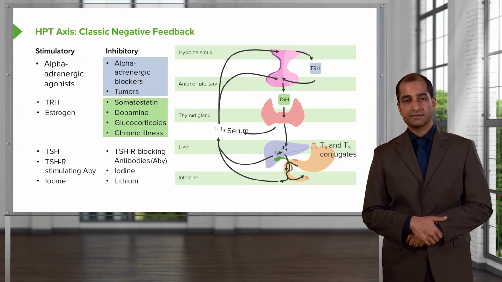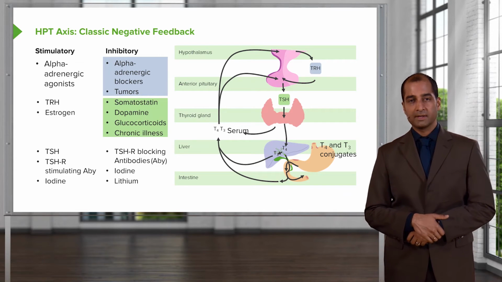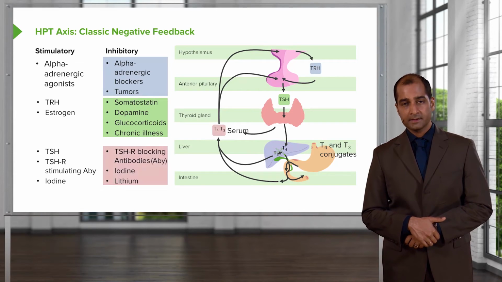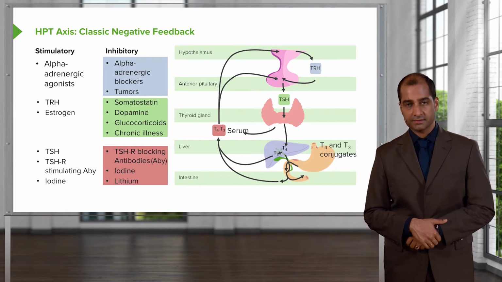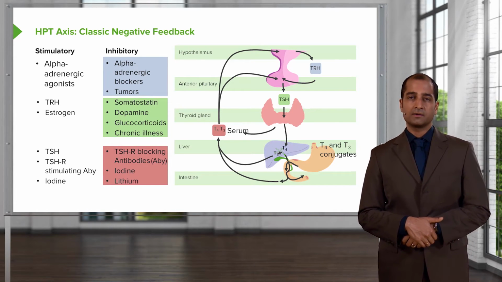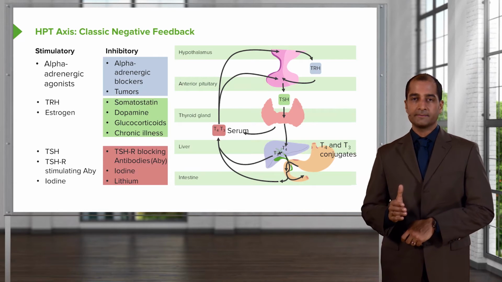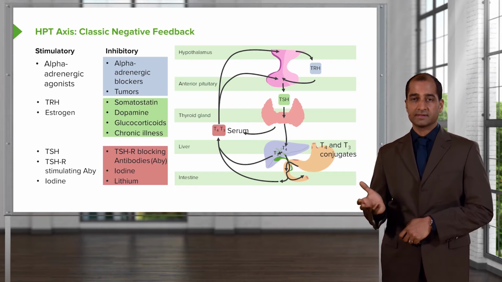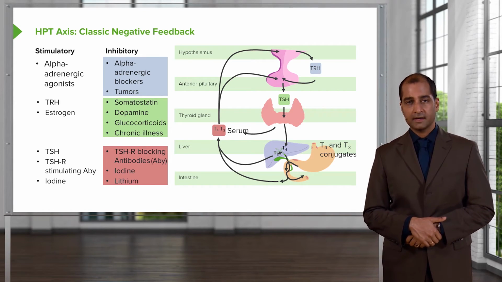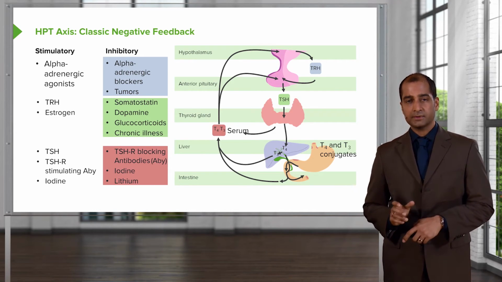TSH receptor stimulating antibodies is the full phrase there, ABY standing for antibodies. Whereas inhibitory, TSH receptor blocking antibodies. And so here, if you're thinking about, once again, some type of autoimmune disease such as Hashimoto, and then keep in mind that at any point during thyroid hormone synthesis and release, you could have destruction of thyroid hormone synthesis. We'll talk more later.